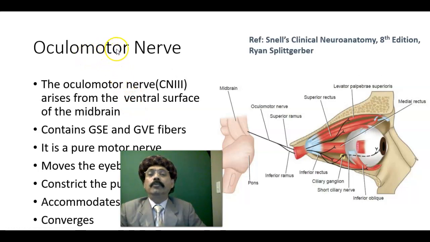Today I will discuss the anatomy of the oculomotor nerve. The oculomotor nerve is also called the third cranial nerve. This is a motor nerve.